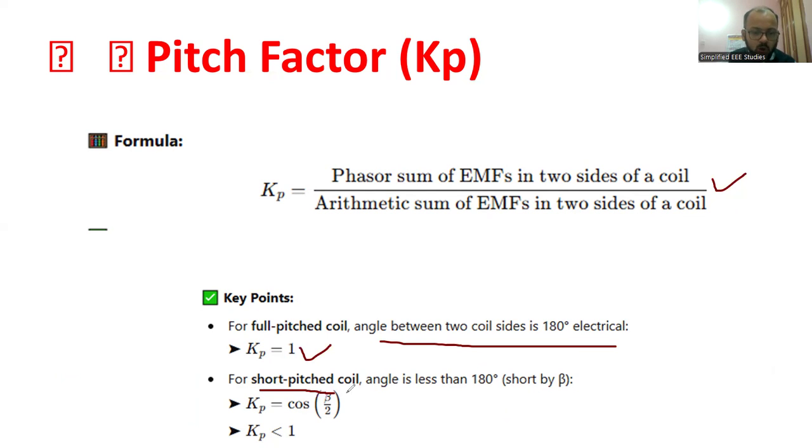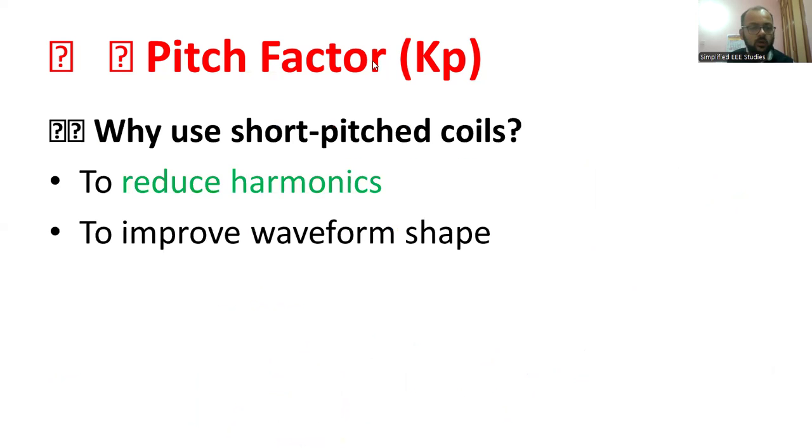If it is a short pitched coil, then the angle will be less than 180 degrees. So it is short by beta. We can write Kp is equal to cos beta by 2. So that is regarding Kp less than 1, which is a short pitched coil. If Kp is equal to 1, it is a full pitched coil. Those things you have to remember. Whenever you are going for a machine design, these parameters play the most important role.